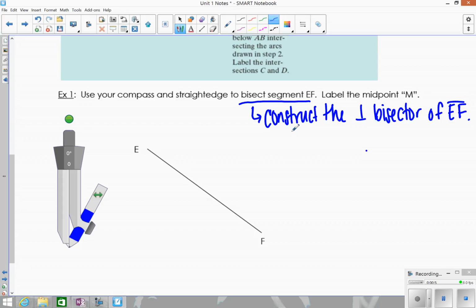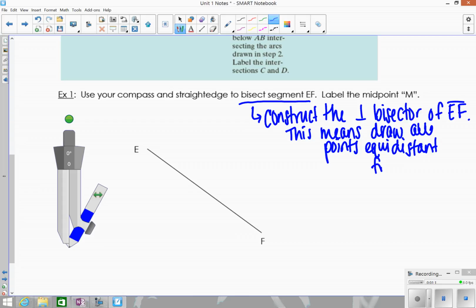So really what this means is, draw all points equidistant from points E and F. And the reason why it means to draw all points equidistant from E and F is because if you remember, one of the theorems about a perpendicular bisector is all points on the perpendicular bisector are equidistant from the endpoints. So that's really what you're doing when you construct the perpendicular bisector.